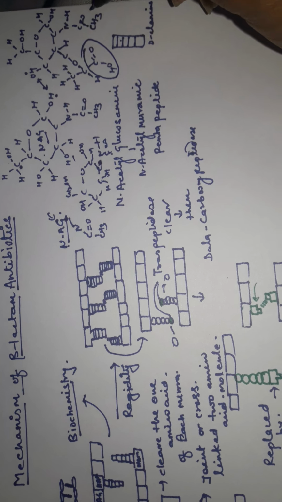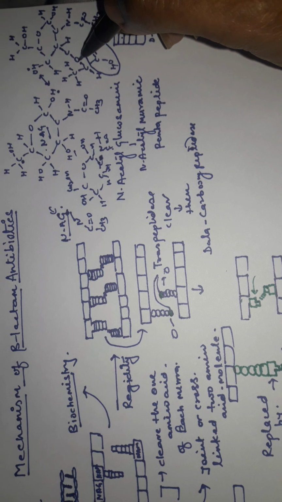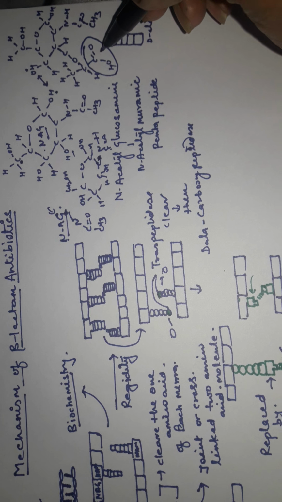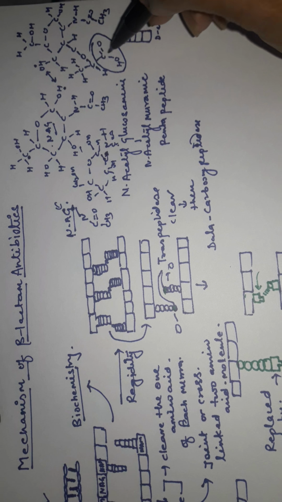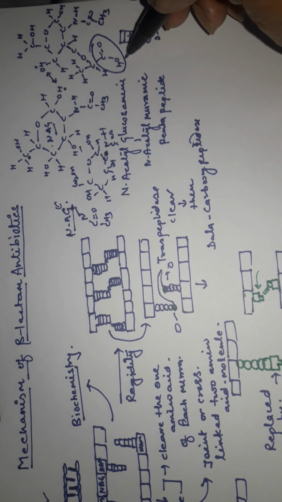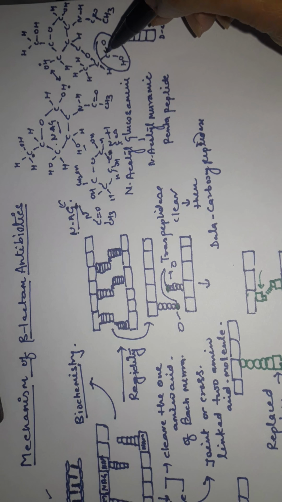Okay, and if you see the similar fragment, it is COCH3. So what is the extra moiety here? COCH3 and COH. Okay, so this is the difference between N-acetyl glucosamine and N-acetyl muramic acid.